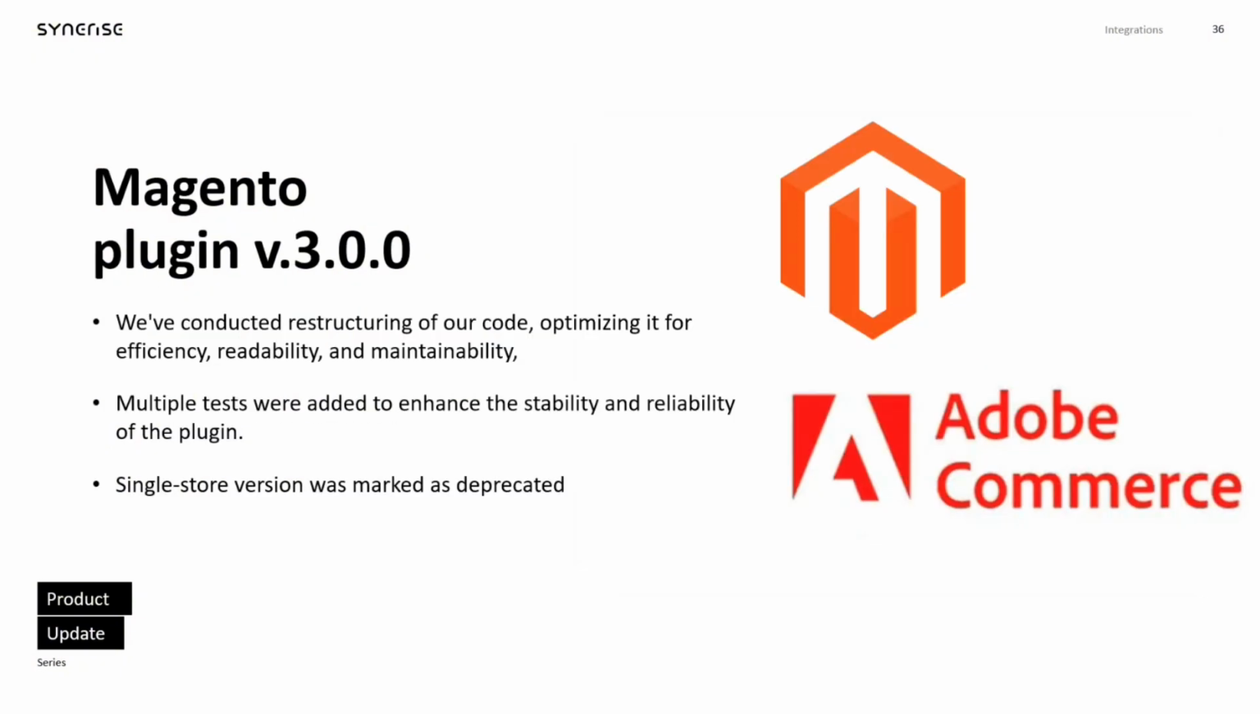And last but not least, in the plugin area, we released the new version of the Magento plugin, also known as Adobe Commerce. We've restructured our code, optimizing it for efficiency, readability, and maintainability, and added a series of tests to enhance the stability of the plugin. The single store version was marked as deprecated. It wasn't needed anymore because the main plugin handles both single and multi-store.